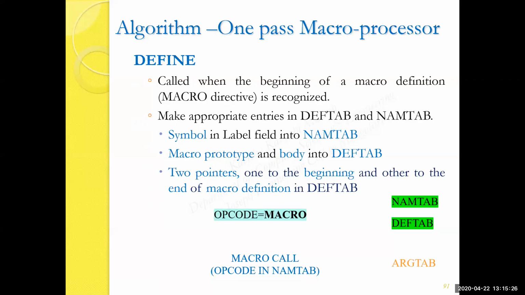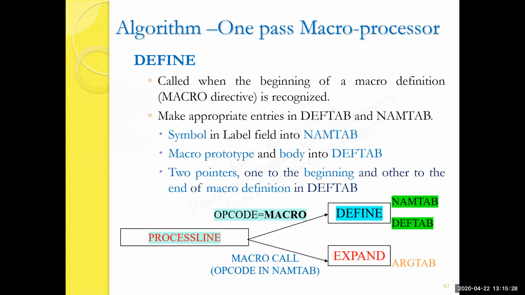The figure below depicts the use of the define procedure in macro processing, and as you see, the procedure is being invoked by the process line procedure. And when is it invoked? It is invoked when the statement that is processed has the macro directive in the opcode field. So when the opcode is macro, the procedure define is invoked, and the procedure define uses two data structures, that is the name table and the definition table.